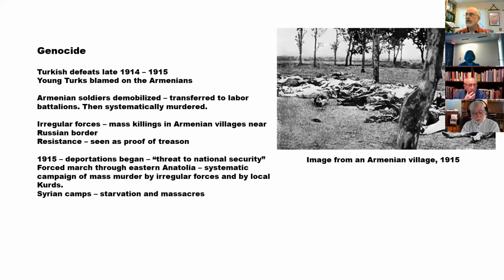Image from an Armenian village, 1915. Because in 1915, deportations of the Armenians began. They were seen as a threat to national security, and they were pushed on a forced march through eastern Anatolia towards Syria. And it's a systematic campaign of mass murder by irregular forces and by local Kurds. And when they get to Syria, there's no relief either. There are estimates of up to 1 million people murdered.